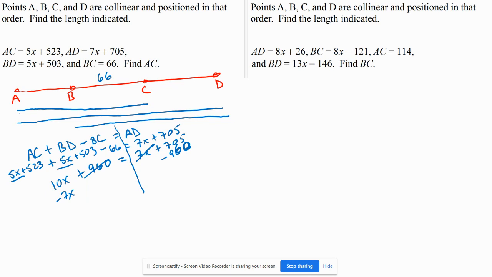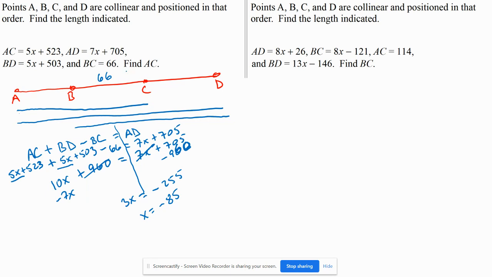So on the left side, 10x minus 7x, right? 10 minus 7, that's 3x. 705 minus 960. That is negative 255. Let's divide it by 3. Now, my question here was not solve for x. I am solving for x because I need it.